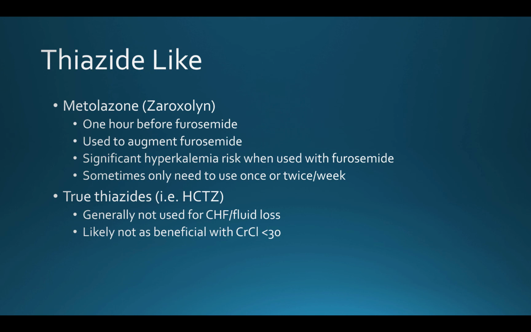Thiazide-like, so in CHF, metolazone or Zaroxolyn is probably the most potent thiazide or thiazide-like agent you're going to see used. True thiazides, generally like hydrochlorothiazide, are more effective in blood pressure, not quite as potent at reducing fluid in the setting of CHF.